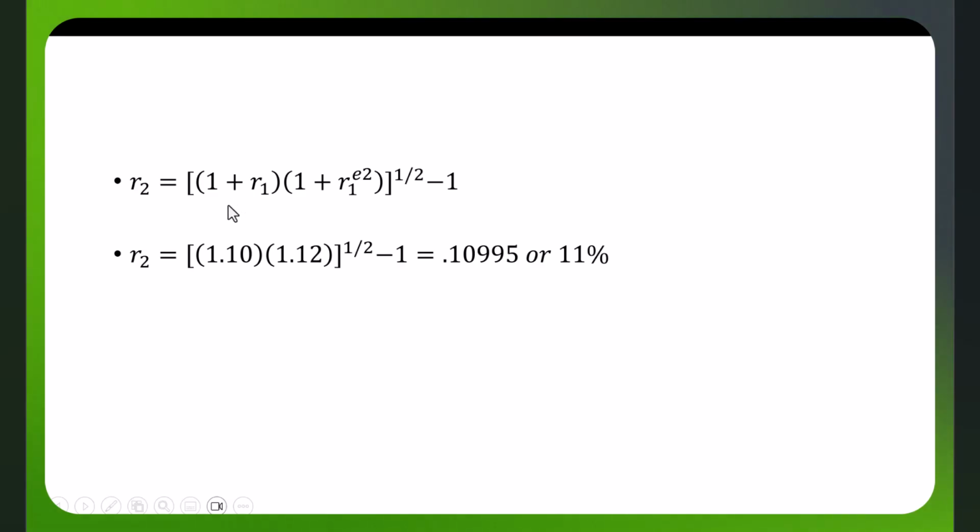So if we had 4 years, you'd have the rate this year on a 1-year bond, times 1 plus the rate expected next year, times 1 plus the rate expected in 2 years from now, times 1 plus the rate expected 3 years from now, et cetera. So if we do the math here, we get 0.10995, or it rounds off to 11%. So it works out to what we intuitively thought it would be, the average of 10 and 12%, and it turns out to be actually 11%.